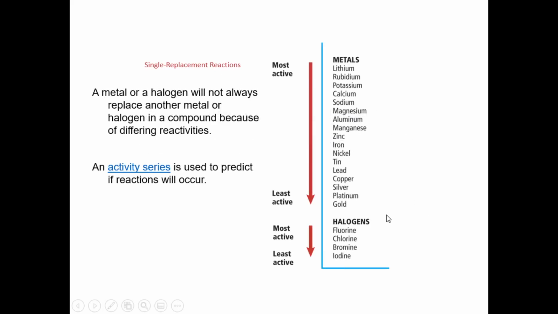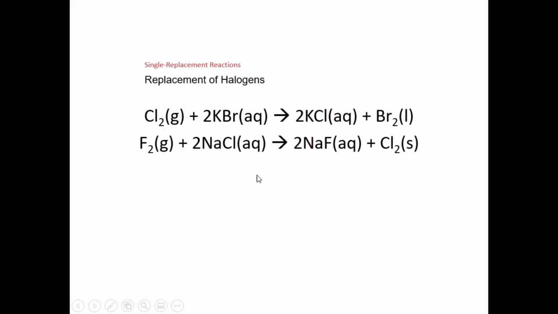And so the caveat about single replacement reactions is they don't always happen. So, for example, let's say that I had, instead of fluorine reacting with sodium chloride, sodium fluoride and chlorine gas. So let's say I wanted to take these substances here and try to react them to produce something else.